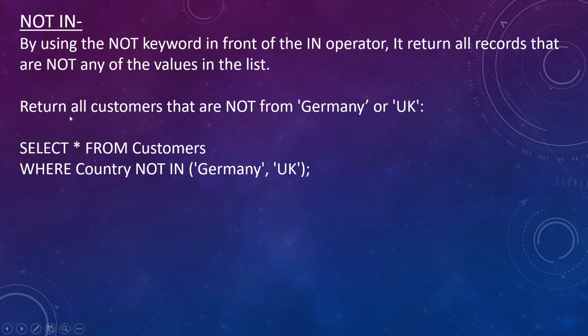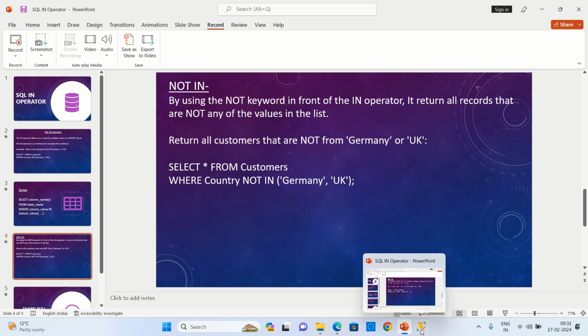This is how I will write the query: select star from customers where country NOT IN. So instead of just writing IN, I am writing NOT IN, and I am writing Germany and UK. If I execute this query, I will get all the columns from this table where any country but not these two countries, Germany and UK. So let's see this in SQL Management Studio.